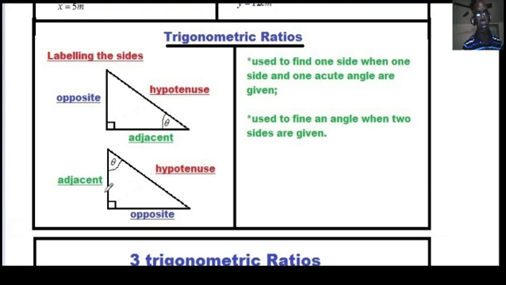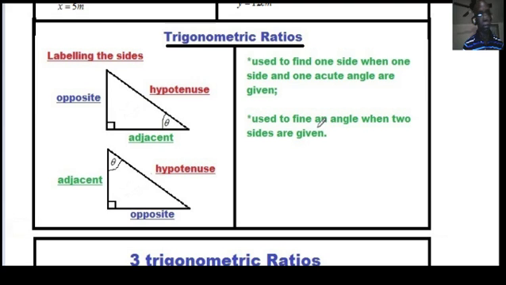The trigonometric ratios are used to 1. Find the length of a side when the length of one side and the size of one acute angle are given. 2. Find the size of an angle when the lengths of two of the sides are given.